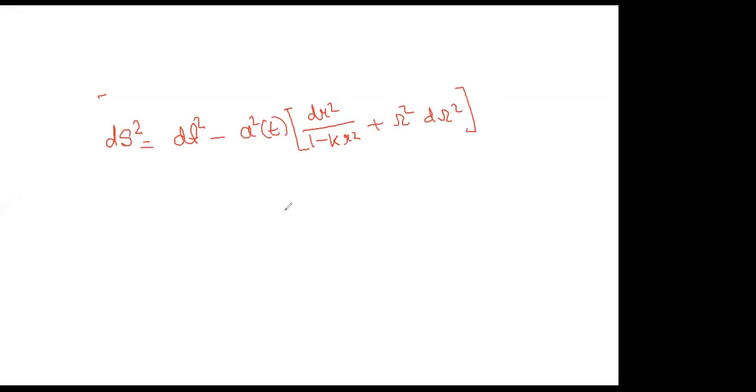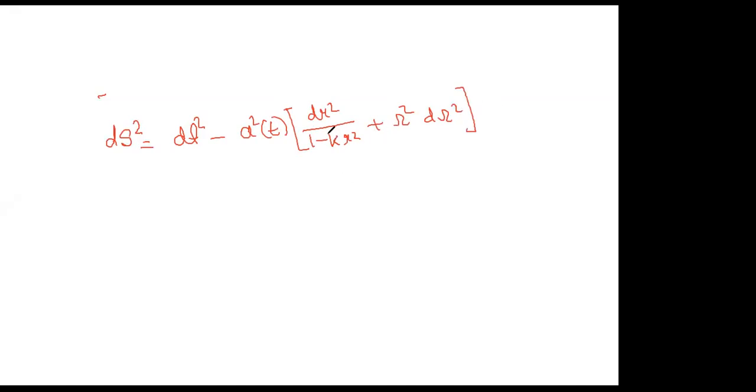So what we have over here is this ds square. Can you see this, everybody? Yes, sir. Okay, fine. So I have dt square minus a square t, and then dr square over 1 minus kr square plus r square d omega square. So that is the metric that we have, right?